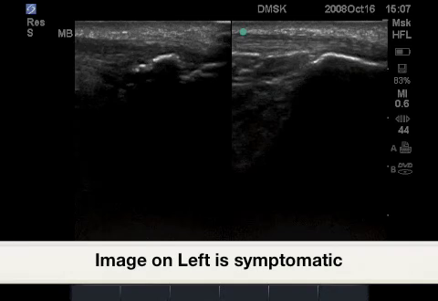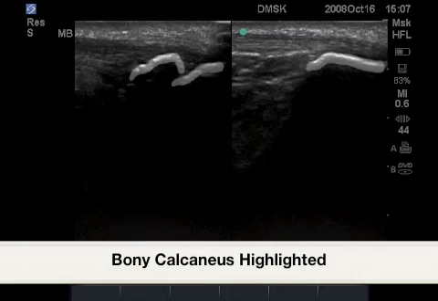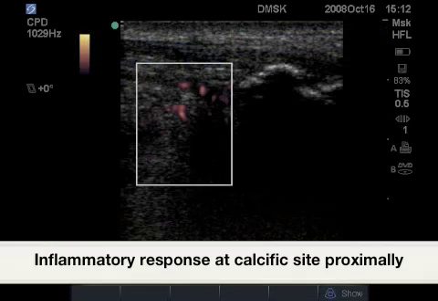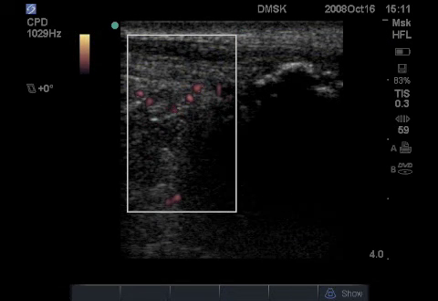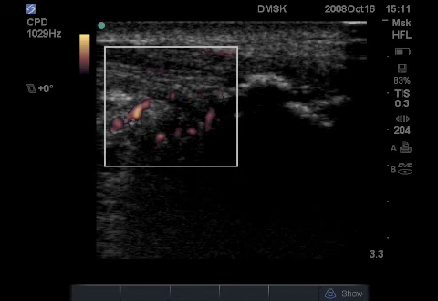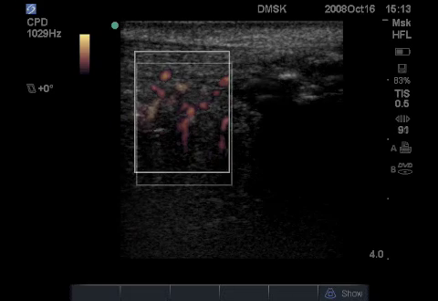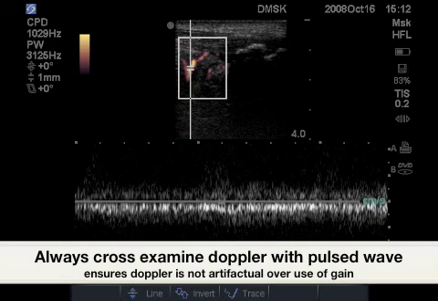In this calcific tendonitis study, the image on the left shows a large calculus deposit proximal to the insertion of the Achilles tendon. Highlighted in blue is the Achilles tendon, noted thicker on the left image than the right. As we have had no surgery, these neovessels can be considered inflammatory process and inflammation. When utilizing Doppler, multiple sites should be sampled to ensure that this is not noise due to high gain. Also use pulse wave Doppler to ensure that this is truly flow.